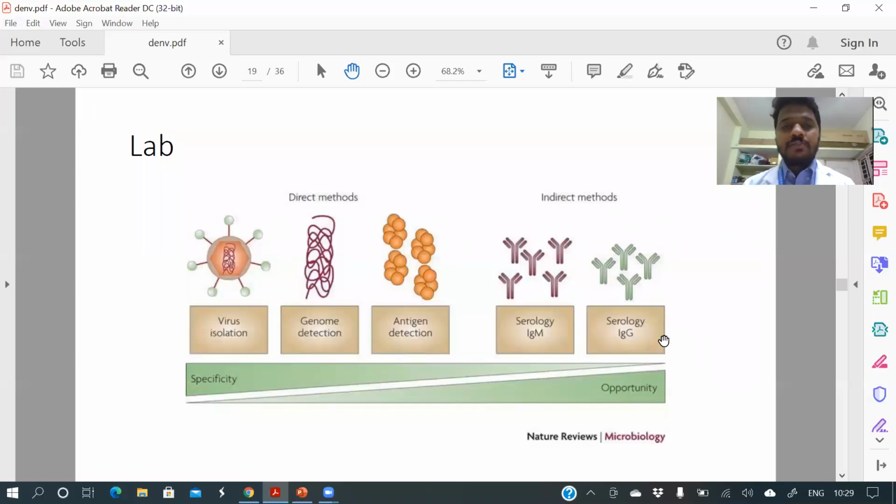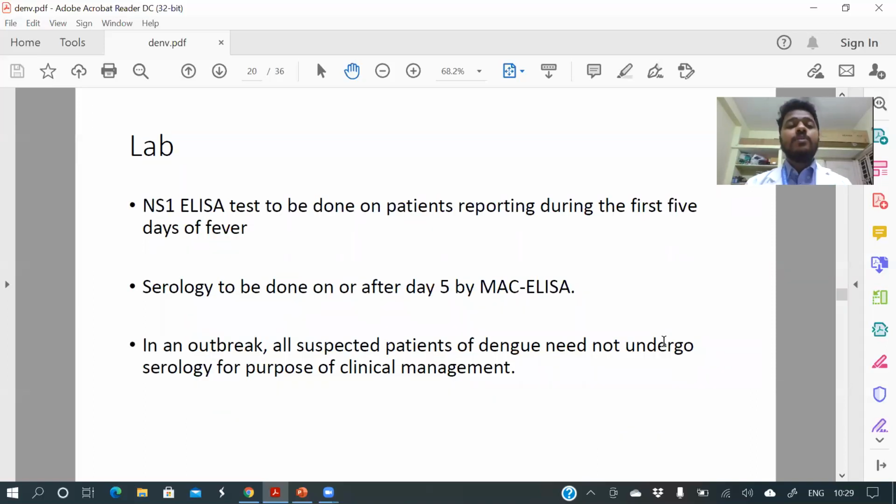For lab investigations, there are direct methods and indirect methods. Direct methods constitute virus isolation, genome detection, and antigen detection. The indirect method constitutes detection of antibodies. Detection of antigen is very specific, whereas detection of antibodies is very sensitive. The NS1 ELISA test is to be done on patients reporting in the first 5 days of fever. In the initial week there will be antigen only, so in the first 5 days of fever we have to detect antigen. After 1 week we have to detect antibodies, like IgG and IgM.